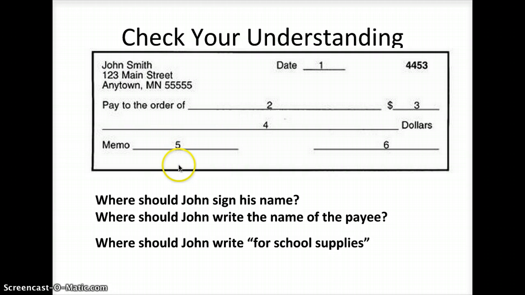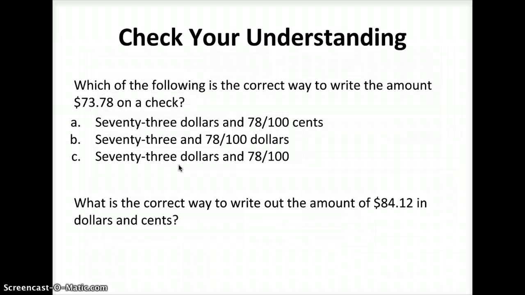The memo, though, often you want to put that in there. That's so you can remember what it's for. So if you can't remember where all the numbers are, go back. So the question is, if you're going to write 73 period 78, which of the answers is it?